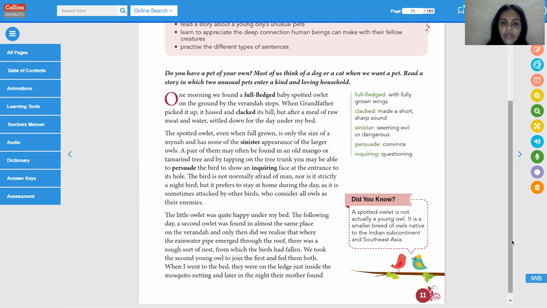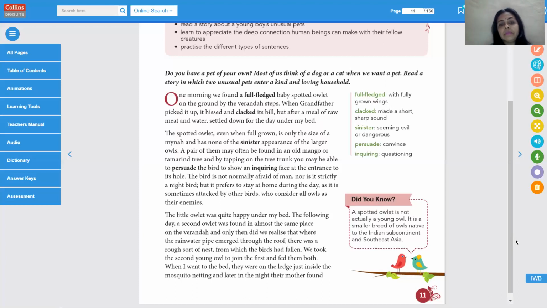So it was a usual morning, but what did the grandfather and the boy, this pair, find? They found an owlet, a spotted owlet. It is described as a full-fledged baby spotted owlet. What is full-fledged? With fully grown wings. Though they were babies, they were owlets, they were all fully grown. I mean, they had nicely developed wings and everything. So though they were owlets, they were still fully grown.